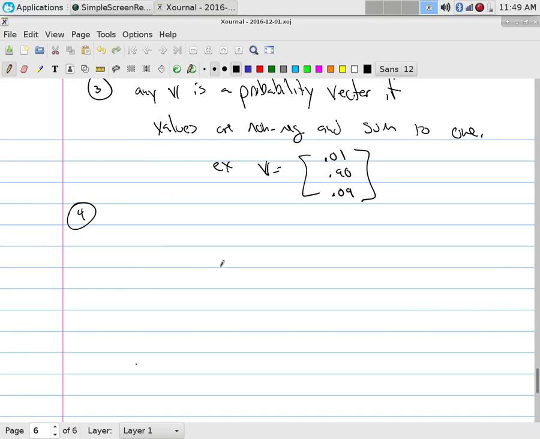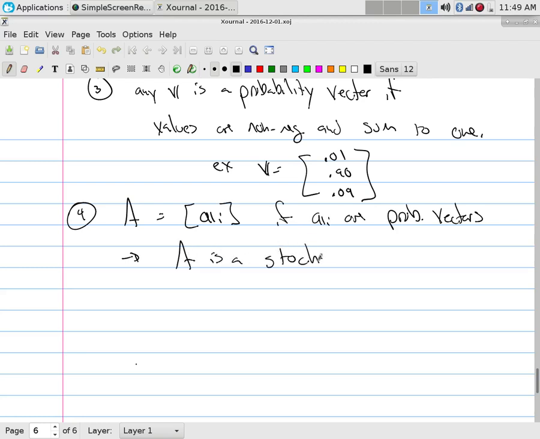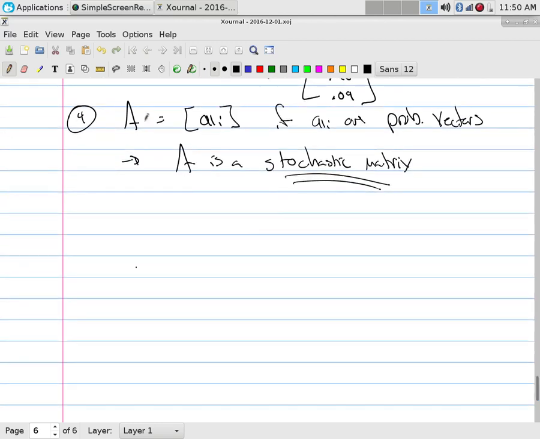All right. And then on the other hand, if A, which is made up of a bunch of columns, A_i, if the columns are probability vectors as well, then A is called a stochastic matrix. These are just some names for this whole entire thing. We've already done this problem without naming it correctly.